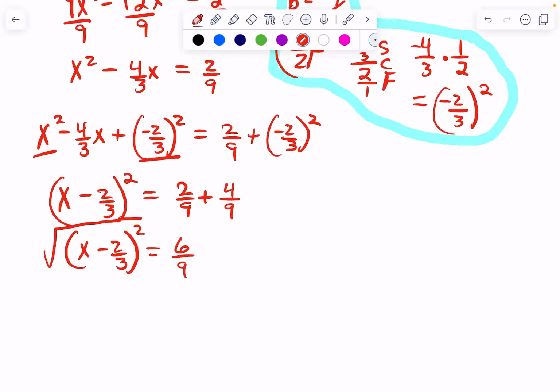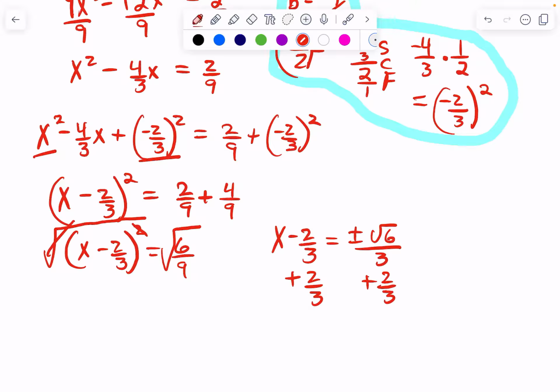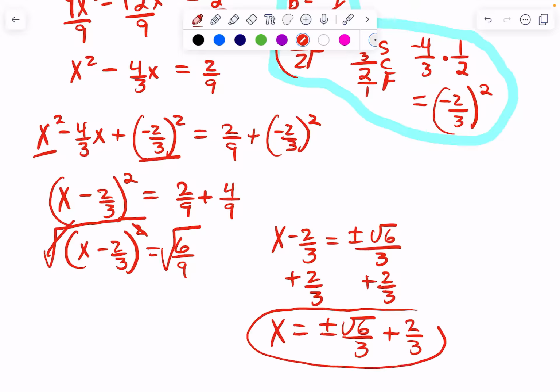And I'm going to go ahead and cancel out that power of 2 by square rooting both sides, giving me x minus 2/3 equals plus or minus the square root of 6 over 3, because the square root of 9 is 3. And I add 2/3 to both sides, and x equals plus or minus square root of 6 over 3 plus 2/3. And there you have it. Bam, we're done. That's how you solve quadratic equations that are not factorable by completing the square.